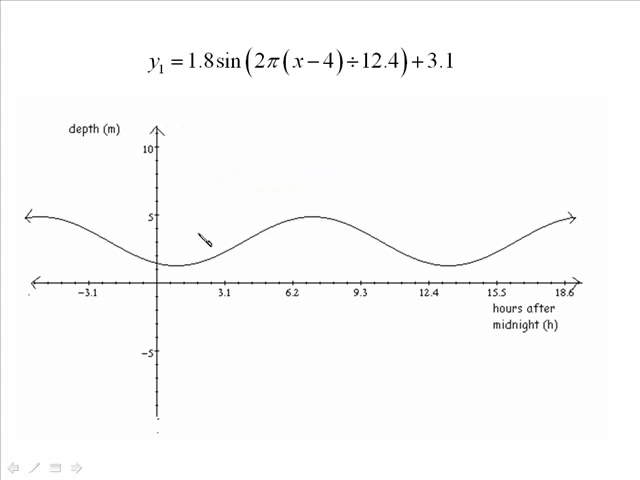So when we do graph it, you'll get something looking like this. Obviously the scale won't be as clean, you won't have those values written on it, and you won't have the nice labels, depth versus hours after midnight. But the scale should look somewhat like this, give or take a bit of a perspective thing. I'm also not going to bring this up on my calculator.